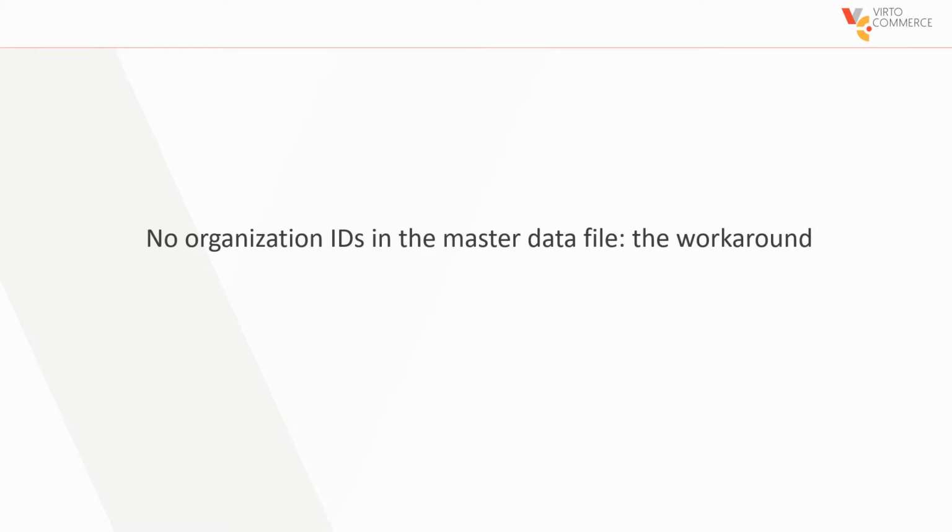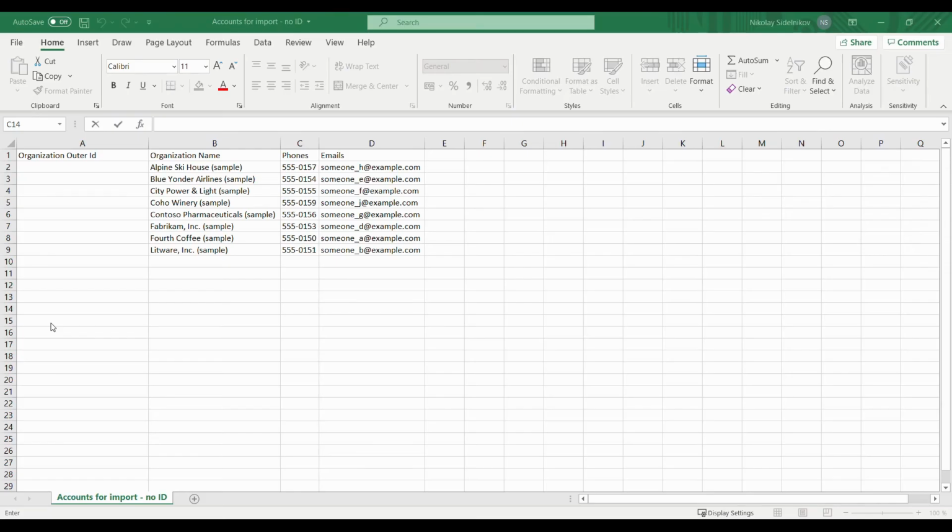Sometimes it happens so that the master data file doesn't contain organization IDs in contact records, just because the master data system doesn't allow to download it in this way. I will show you a simple workaround that you may use in case you have at least organization names in contact records. Without having organization outer ID, we may use the organization name as organization outer ID.